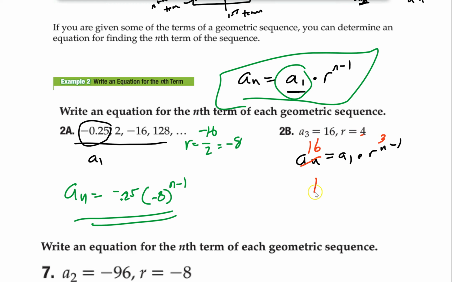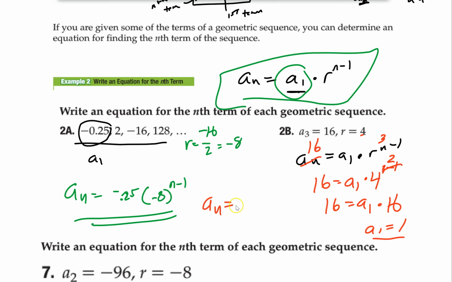R is 4, so I have 16 equals A1 times 4 to the 3 minus 1. 16 equals A1 times, this is 2, so 4 squared is 16. Divide by 16, A1 equals 1. That's not the question. The question is what's the formula? So my formula is going to be AN equals A1, which is 1, times R, which is 4, to the n minus 1. So very similar to what we did last time, just now with multiplication instead.